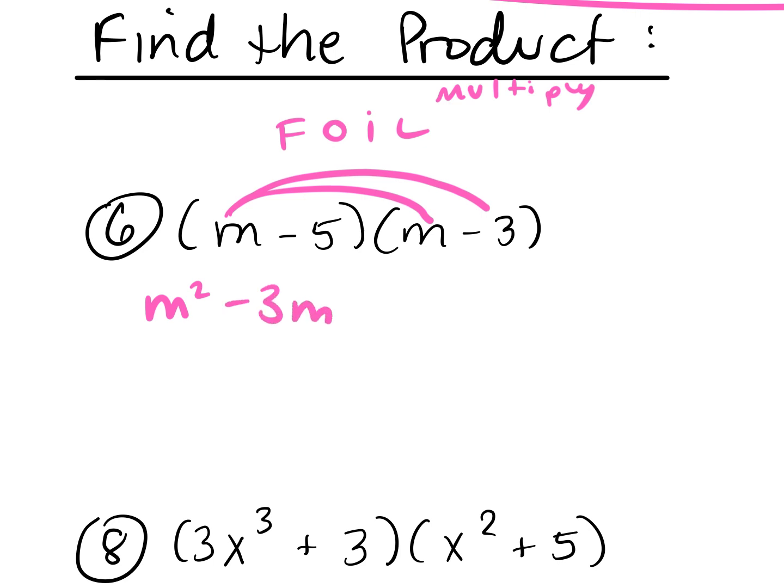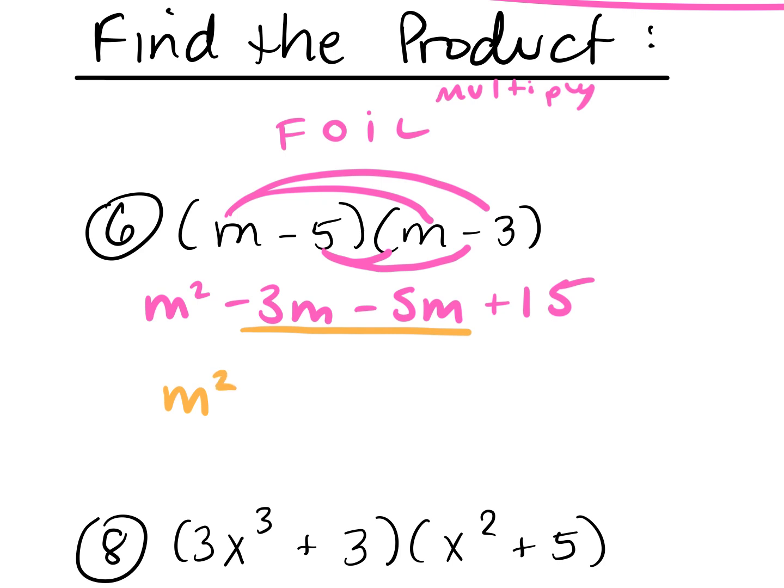Negative 3m. Then the inner, what's negative 5 times m? Negative 5m. And then the last would be negative 5 times negative 3. Positive 15, because a negative times a negative would make a positive. Be careful with your signs here. What's the last step? Combine like terms. So we're going to start with m squared. What's negative 3m minus 5m? Negative 8m, and then plus 15.